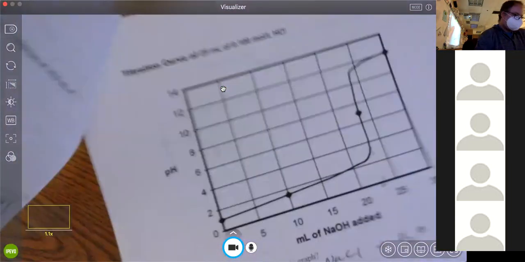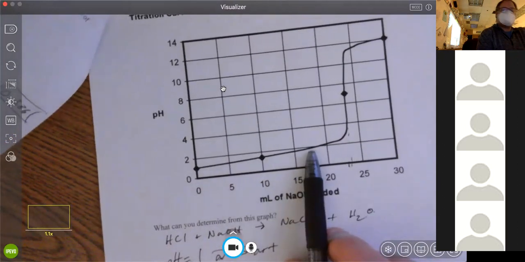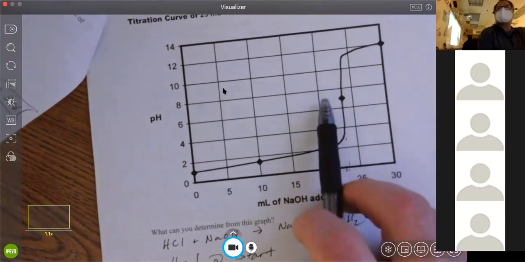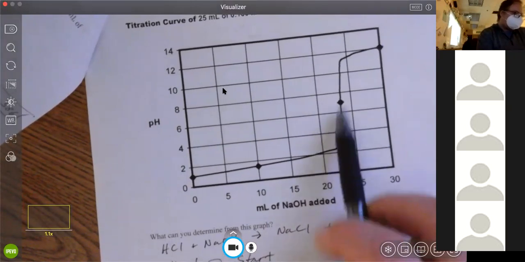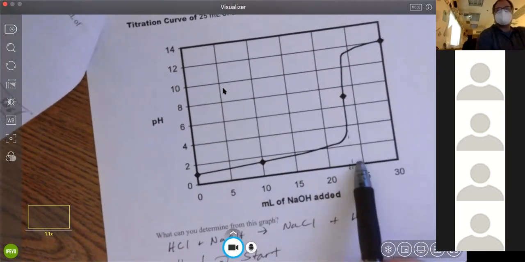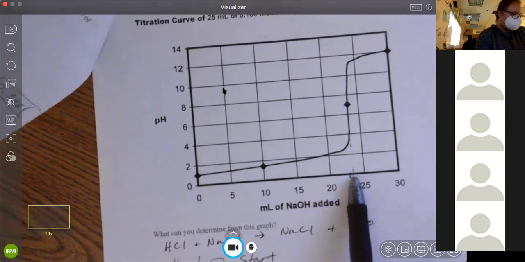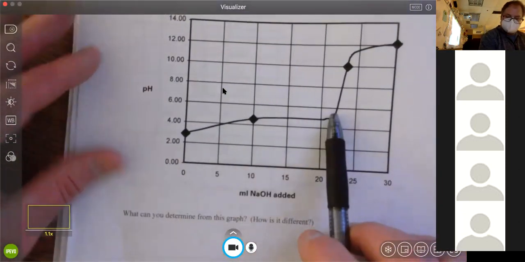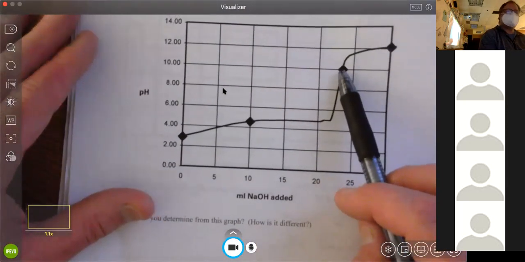So a few things about the curve. We'll take a look. This is a pretty steady incline here. And then again, we have that sharp increase, a very, very big change in pH with very, very little change in addition of the base in this case. With this, we have kind of a steeper incline, and then we jump up here. Again, this is the equivalence point.